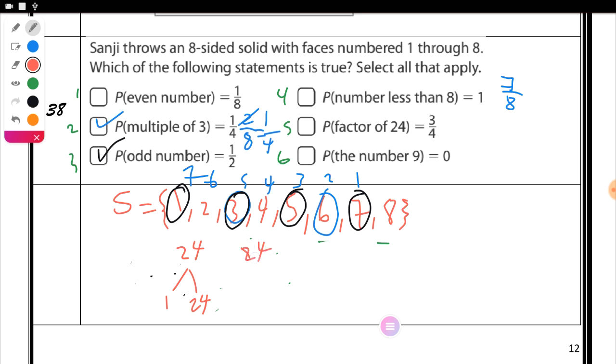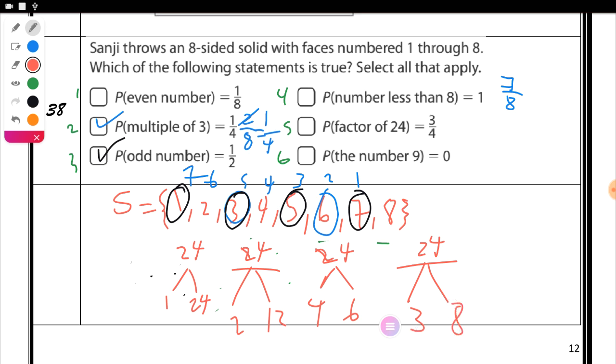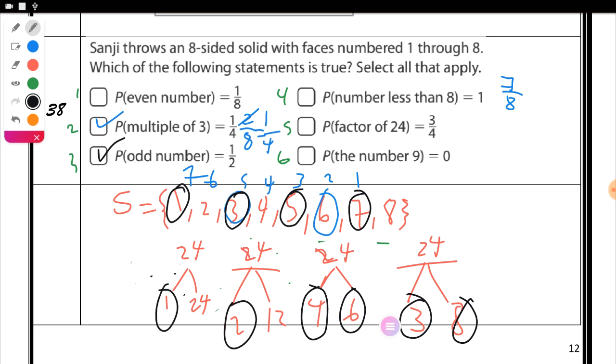24 can be written as 2 times 12. So 2 and 12. 24 can also be written as 4 multiplied by 6. Also it can be written as 3 multiplied by 8. What are the factors included in our example here? 8, 3, 6, 4, 2, and 1. So the factors are 1, 2, 3, 4, 5, 6. So it's 6 over 8.